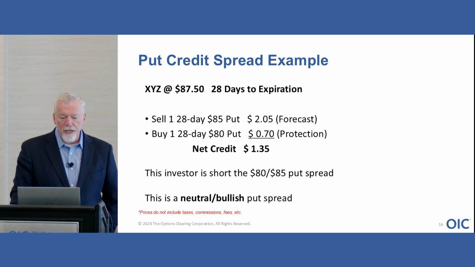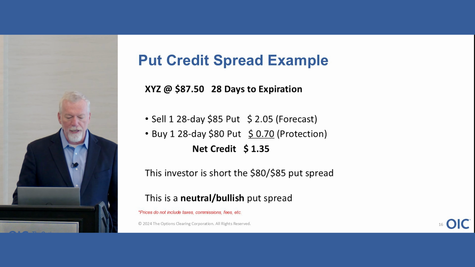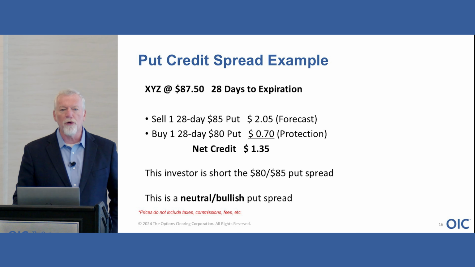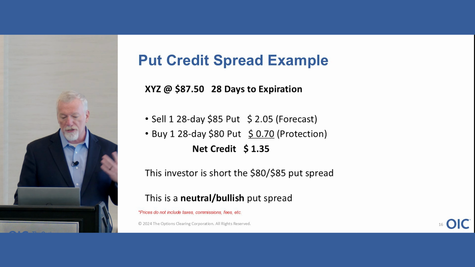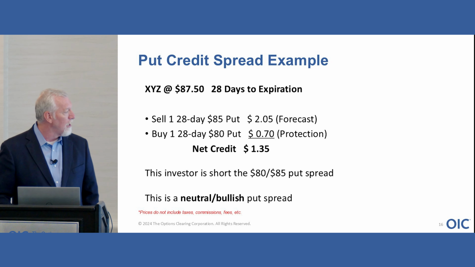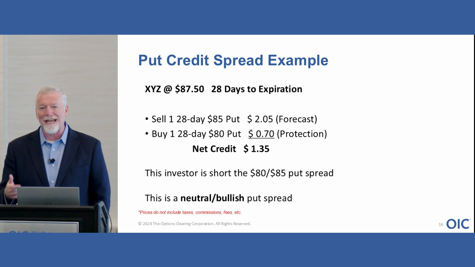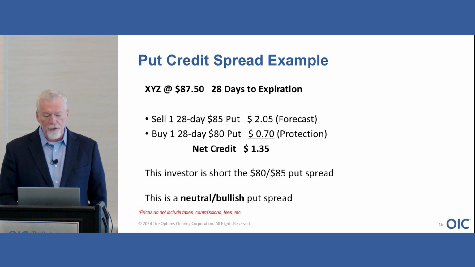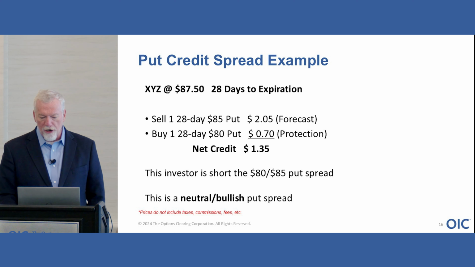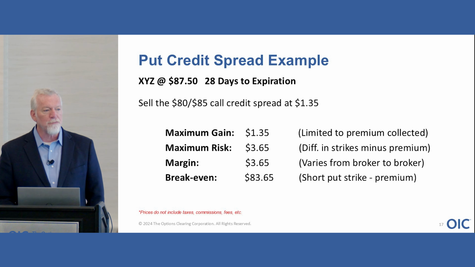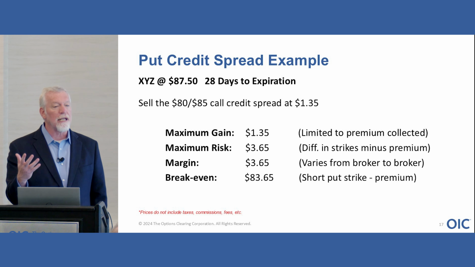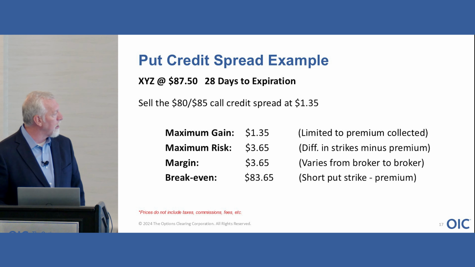We also add that 28-day 80 strike put just in case things go wrong. So that's our protection to the downside. Our spread is a net credit of $1.35. We've got the 80, 85 bull put spread on, neutral to bullish is our forecast. Our maximum gain is going to be what? We're selling options. How much can we make on this trade?